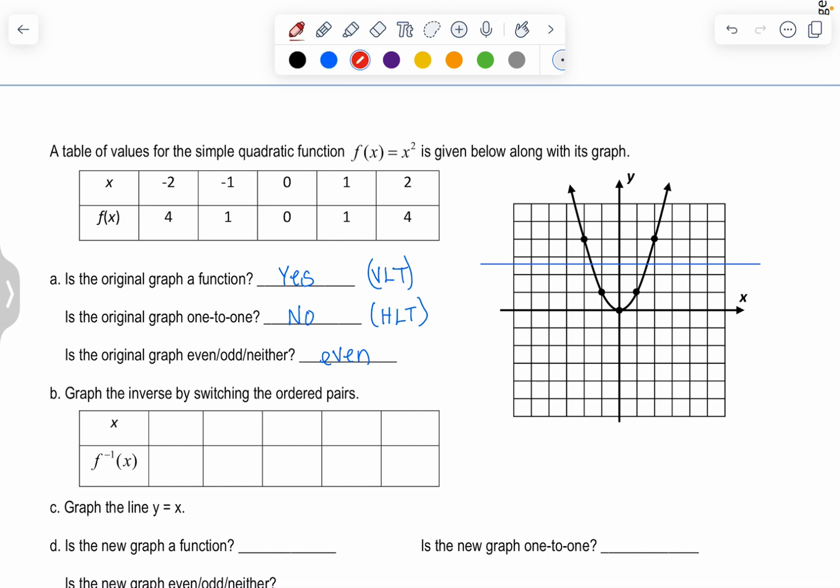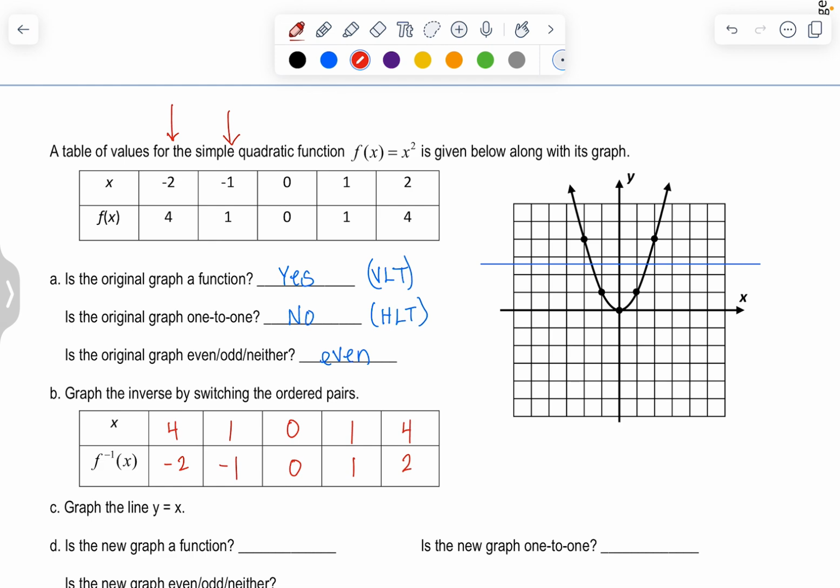Part B then wants us to flip our ordered pairs. So I'm going to look here first. My first ordered pair is -2, 4, so I'm going to flip that to 4, -2. The next one here was -1, 1. I'm going to flip that to 1, -1. The third one, 0, 0, flips and stays 0, 0. The fourth one, 1, 1, switches to 1, 1. And then 2, 4 switches to 4, 2.